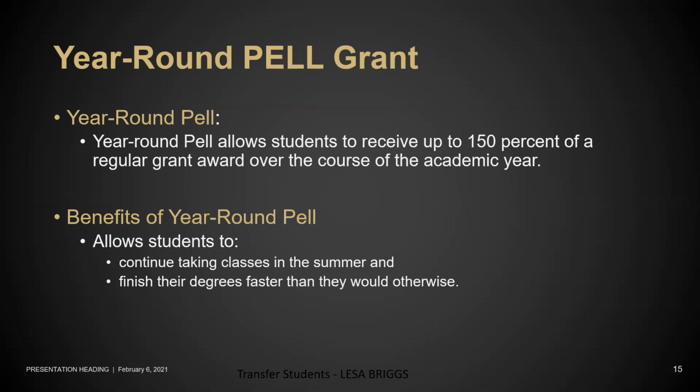But if your budget in the summer term is only $2,000, then they're only going to award $2,000. You can never receive more aid than your cost of attendance for any particular academic year or semester. That's part of the cost of attendance, or the school's budget. So the benefit of the year-round Pell is that it allows students to take classes in the summer, so that you could finish your degree and graduate sooner. That's the primary focus for that.